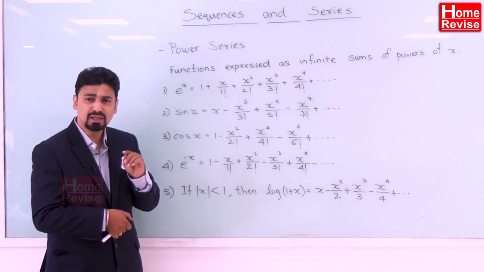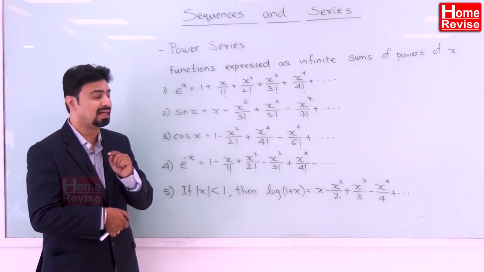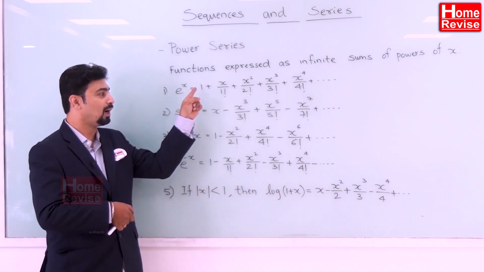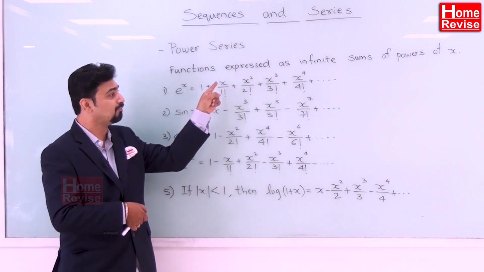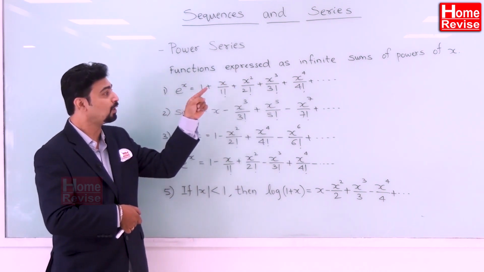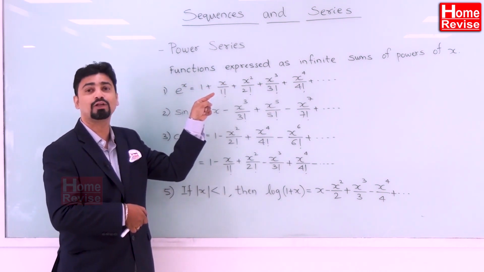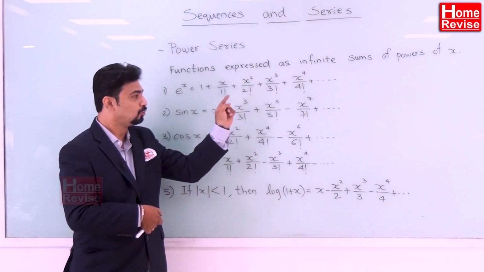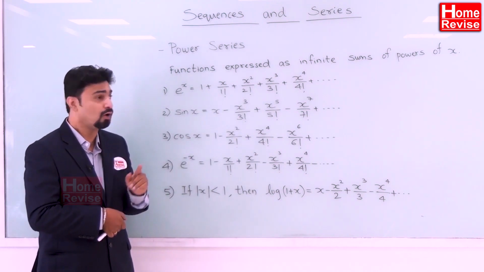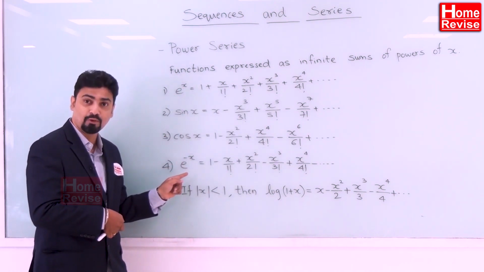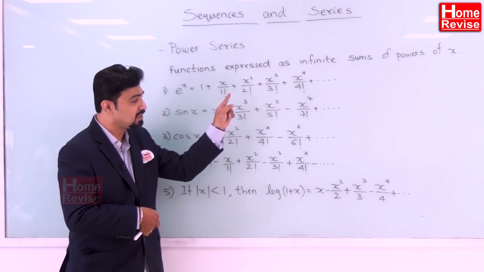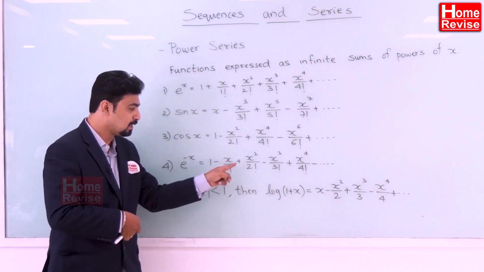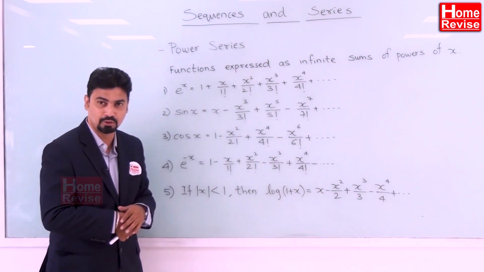So, if I tell you to remember, it should be like this. For e raised to x, we have all the powers of x with 1. So, 1 plus all the powers of x starting from x raised to 1 till infinity, and whatever is the power, in the denominator the factorial of the same number. So, x raised to 1, 1 factorial. x raised to 2, 2 factorial and so on. For e raised to minus x, that is the fourth function, we have the same series but with alternate plus minus. So the first term is plus, then we have minus, plus, minus, plus and so on.